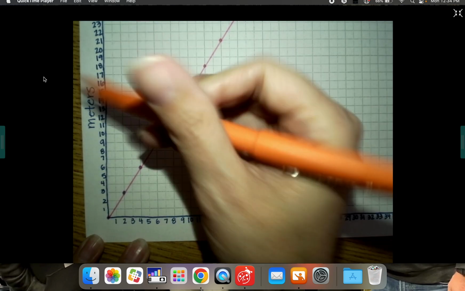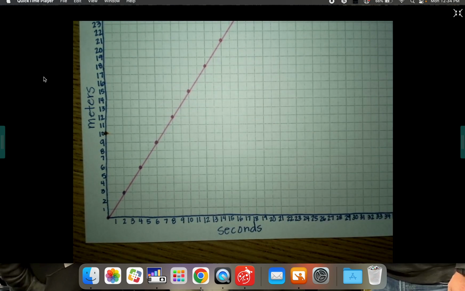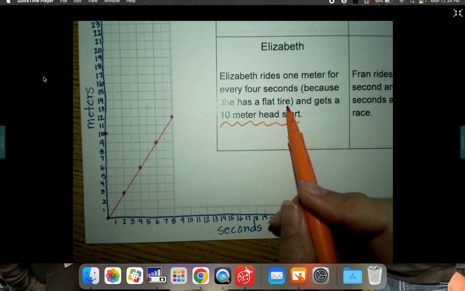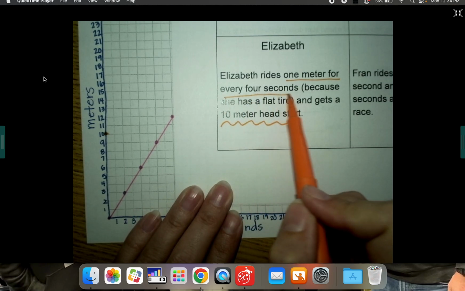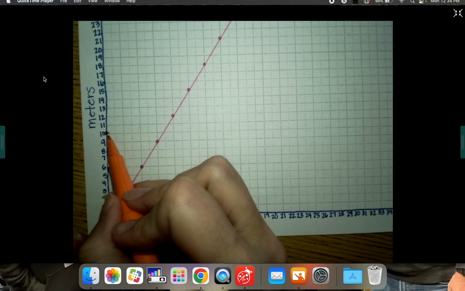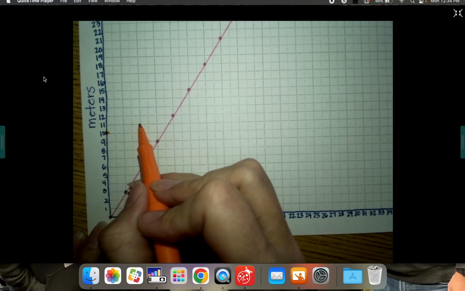Meters, 10. So I'm going to start Elizabeth's dot at the meters at 10. So she's going to start at 10 meters, and she has a flat tire, but let's remind us what the rate is. 1 meter per every 4 seconds. So she starts at 10. She's only going to get up to meter number 11 after 1, 2, 3, 4 seconds.